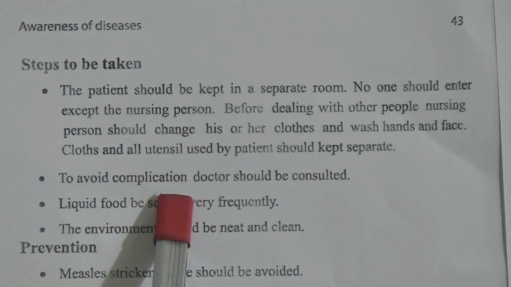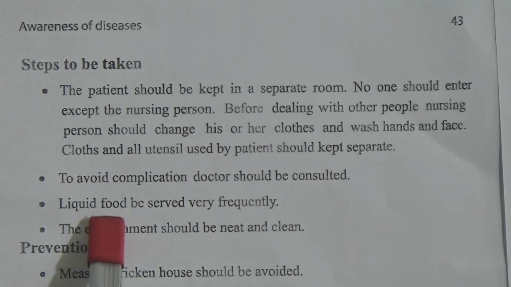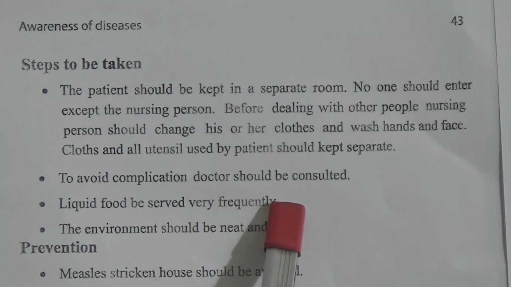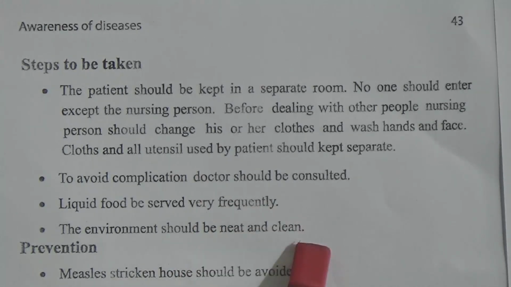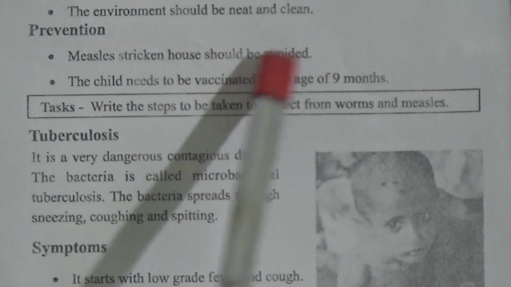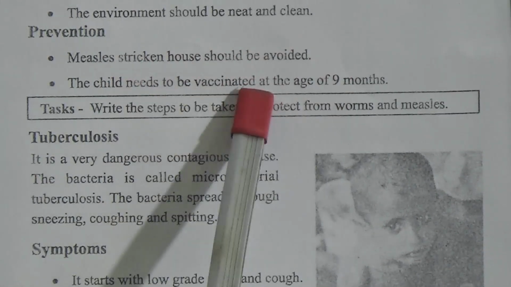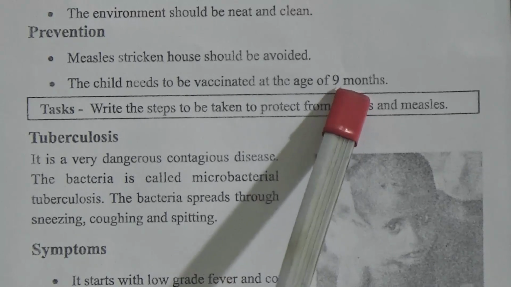To avoid complications, doctors should be consulted. Liquid food should be served very frequently. The environment should be neat and clean. Now, prevention measures. How can it be avoided? The child needs to be vaccinated at the age of 9 months.